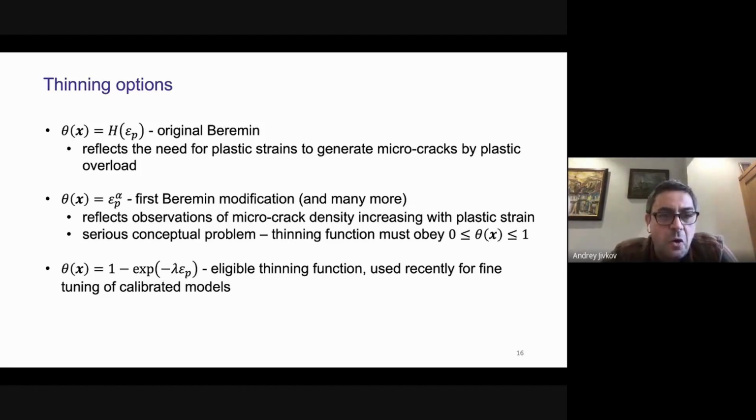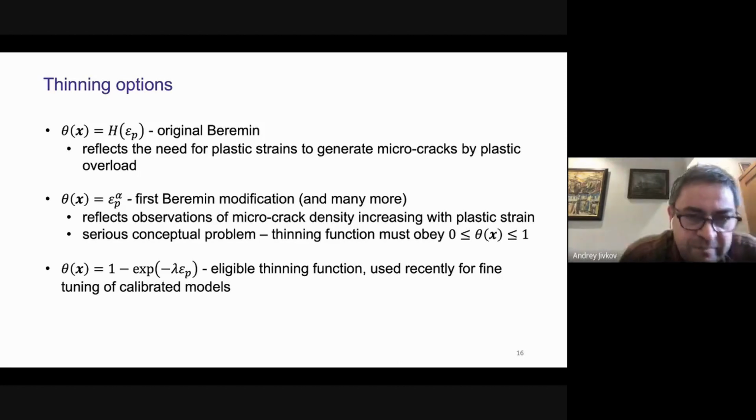But it also takes the entire plastic region. Whenever there is plasticity, there is a contribution to the probability of fracture, apparently, because the thinning function is just 1. There was a first modification that is already in the original Berryman paper. It was a thinning function that is epsilon p to some power alpha. And it's been used by many people after that in different situations. You can see it in the literature.